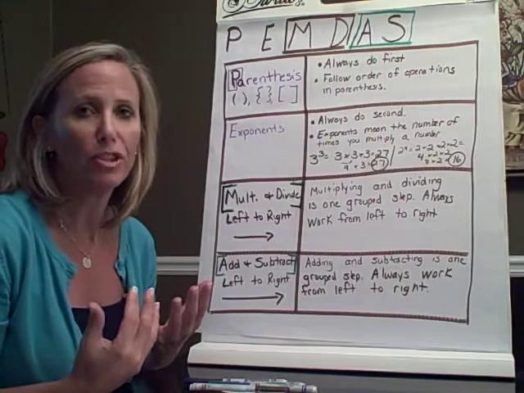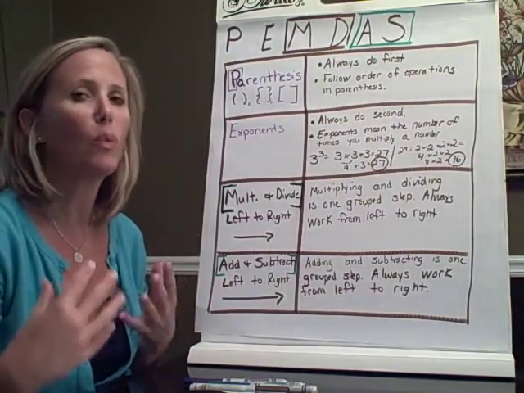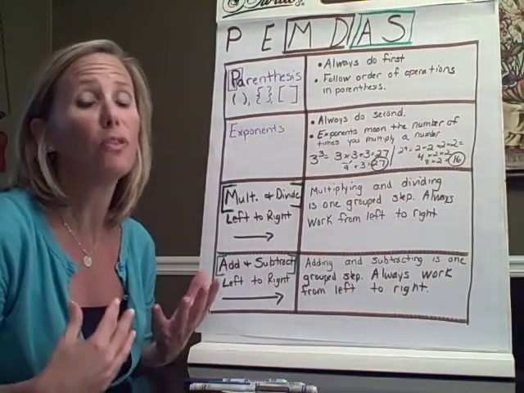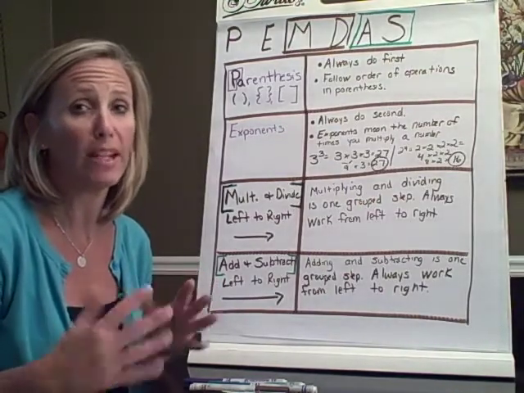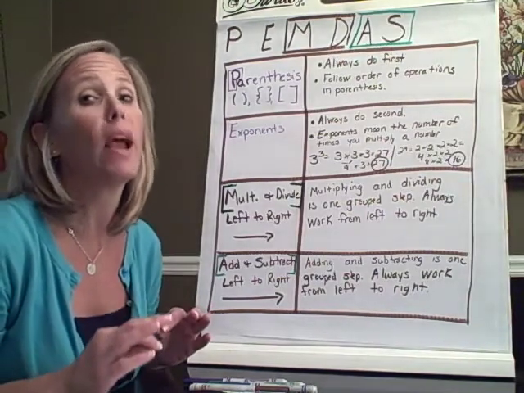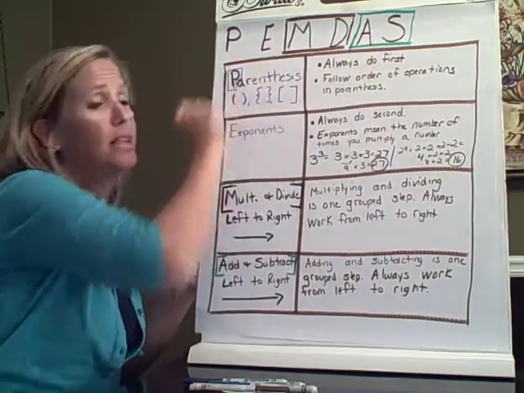PEMDAS is the order of operations. What the scientific community did was they set a certain way that you would work a math problem if there's multiple steps so that there's a universal answer, because you can get more than one answer. We're going to explore that in class tomorrow. Today I want to show you how to get the right answer. And you do that by following these steps.